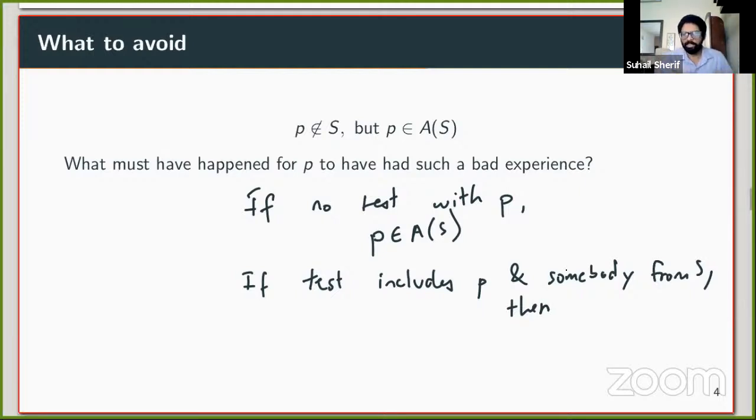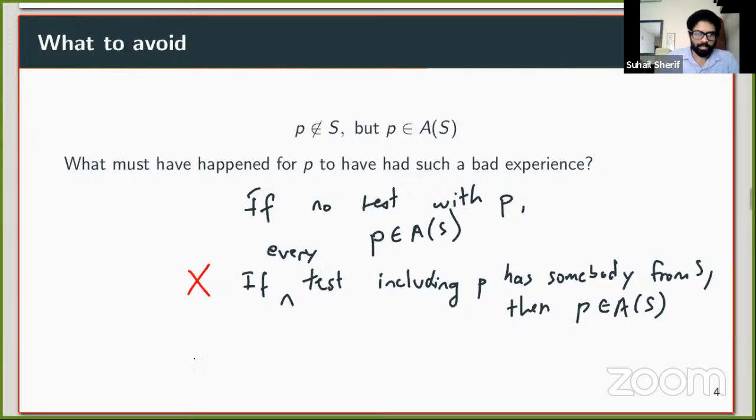But just because that test is positive, does it mean that P is going to be in A of S? In every case where P is included there. Exactly. So that's exactly the condition. So if every test including P also has somebody from S, then P is in A of S. And in fact, this is the only way that it can fail. So if this happens, this is obviously bad for us.